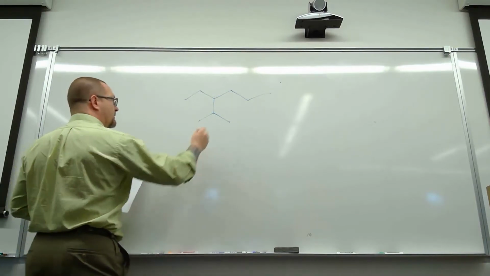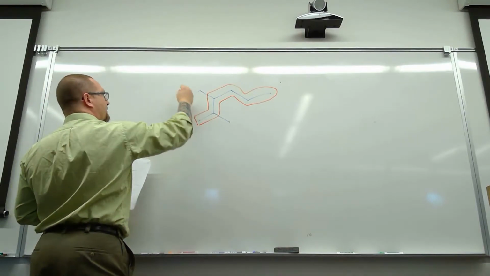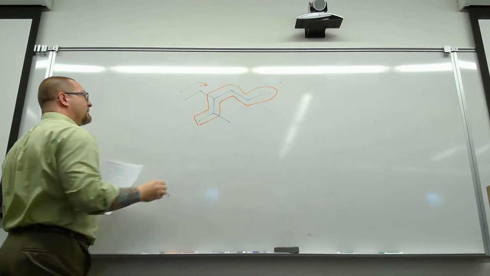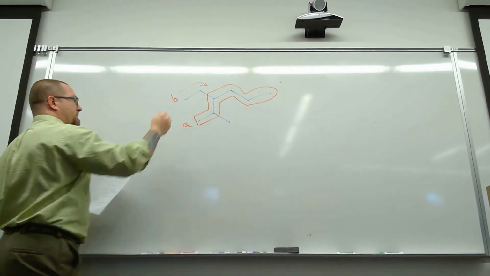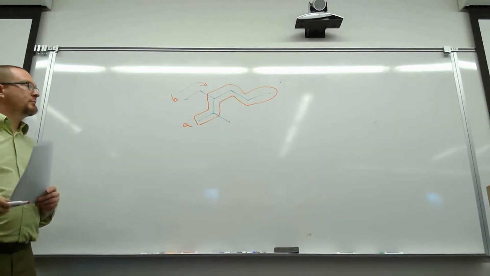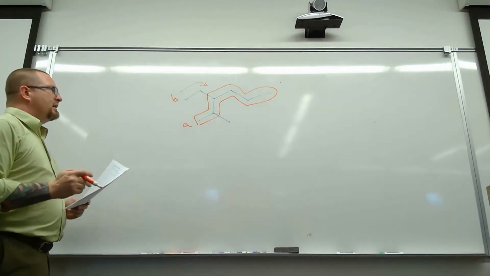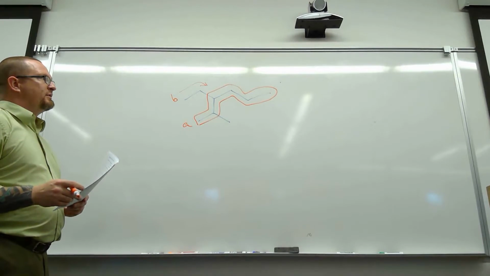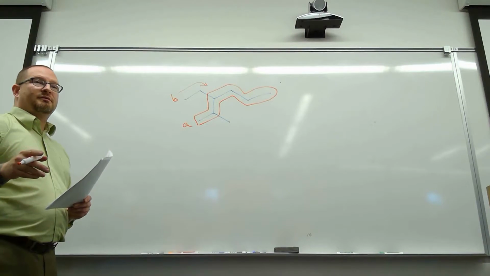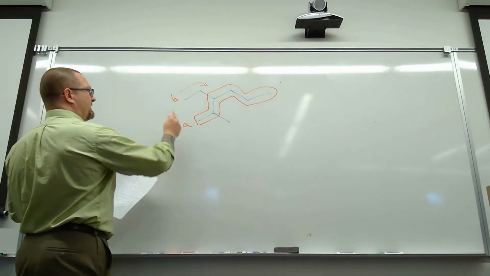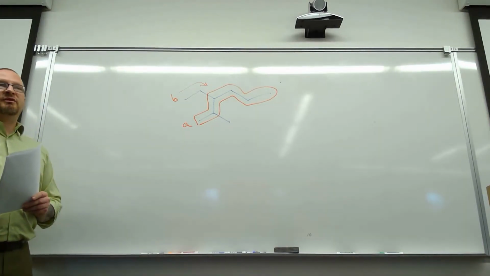Is that the parent chain, or is that the parent chain? Because it has the substituent group closest to one at the end. If you have two possible parent chains that have the same length, you go with the one that has the most substituents. So whenever you have two options for parent chains, always identify the one with the most substituents.